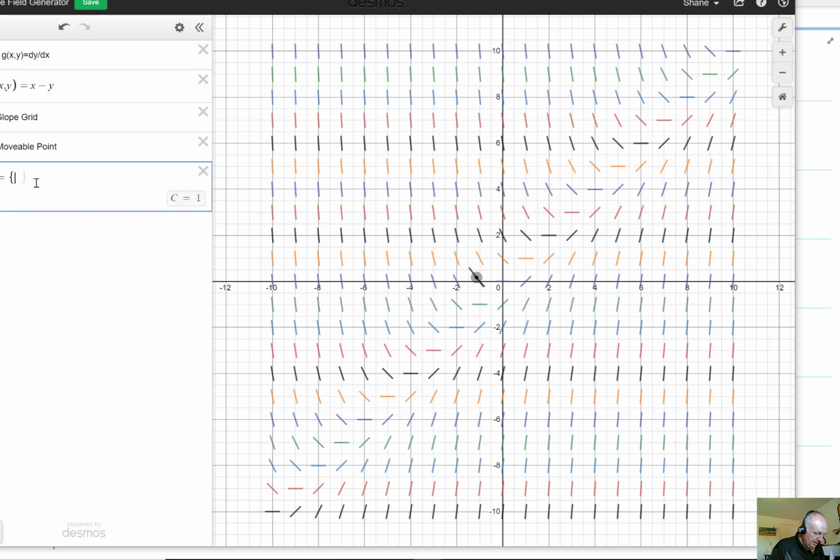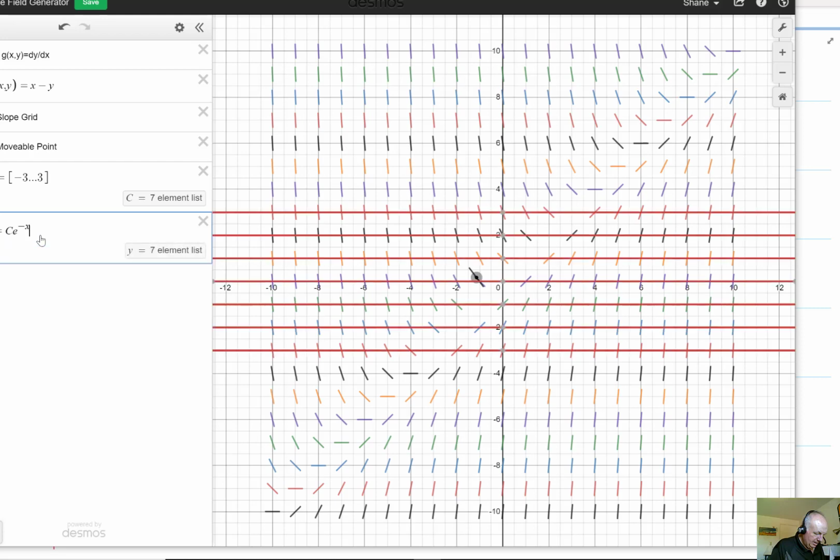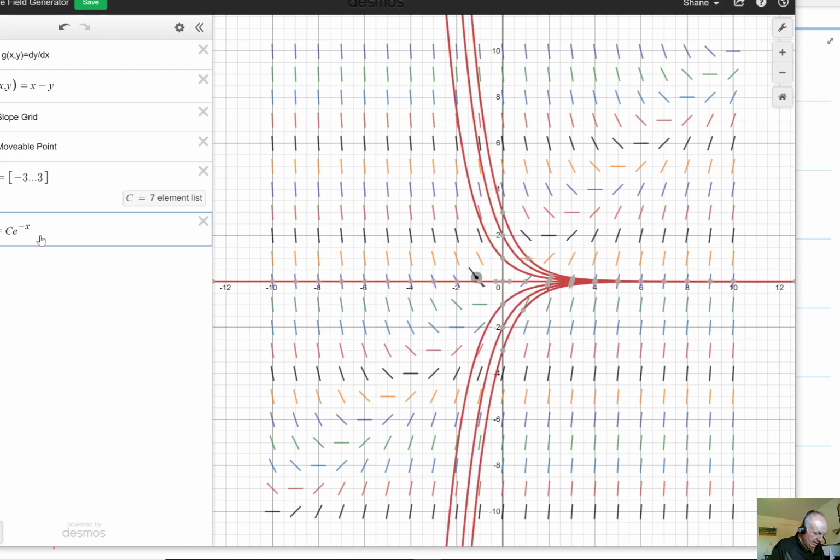Say, let's go from negative 3 to 3. All right, and we'll add in here the solution: y equals c e raised to the negative x, right? What was it? Plus x plus 1, right? Or plus x minus 1.